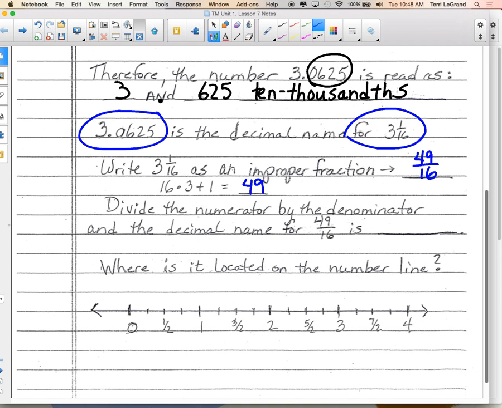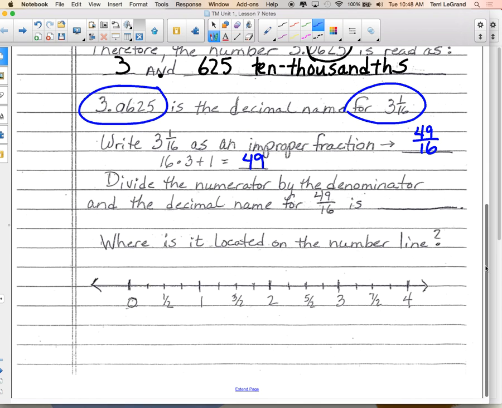So we right now have two different names for 3 and 625 10,000ths. Besides that, we have 3 and 1/16 and 49 16ths. They're all at the same location on the number line. Well, let's just check to make sure. You don't just trust me on this, that 3 and 1/16 is. I want you to make sure that it is.